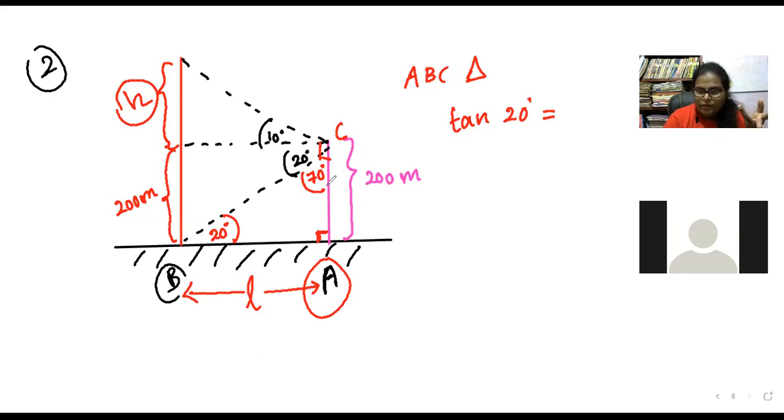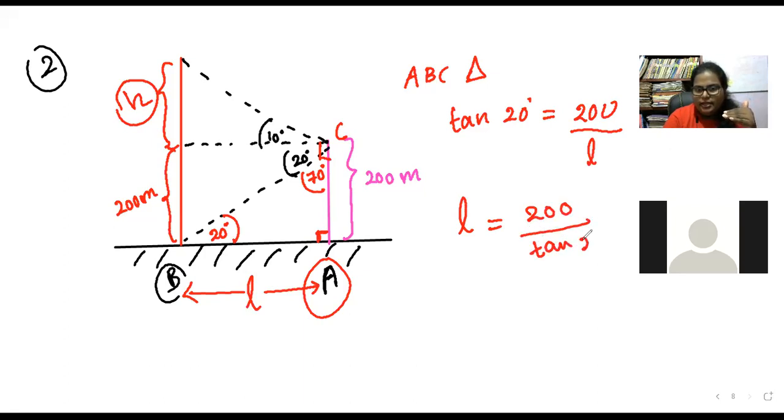We use tan because we have no idea about this hypotenuse. When considering this hypotenuse, we don't know its length. We know only this AC length and AB length, that means the opposite side and the adjacent side. So that's why we are using tan 20. So we can write tan 20 as 200 divided by L. So we can get L as 200 divided by tan 20.